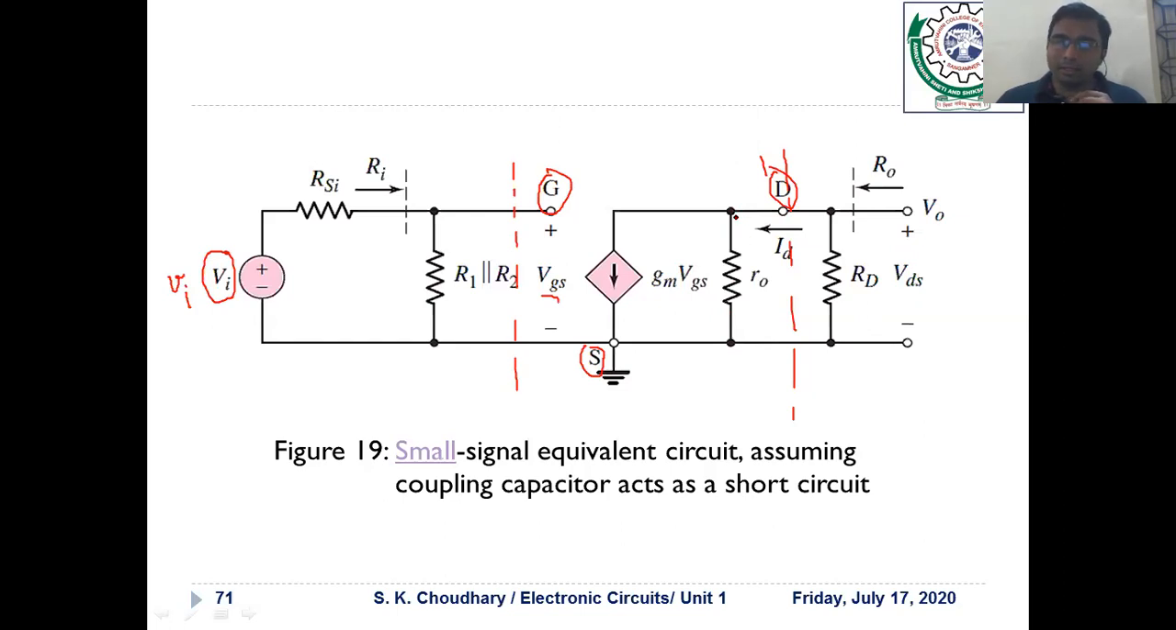Between drain and source, we have also taken a finite output resistance R0, shown between the drain and source terminals, and a current ID flows from the drain and reaches the source. So this ID current has the direction from drain to source.